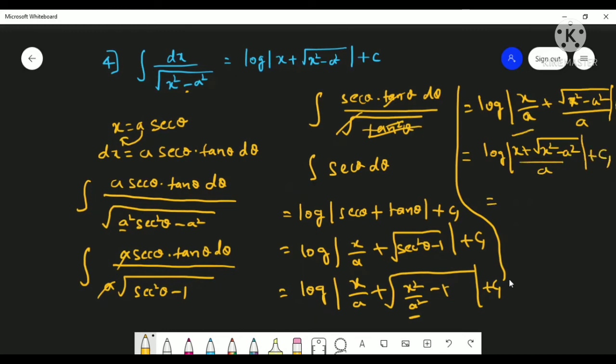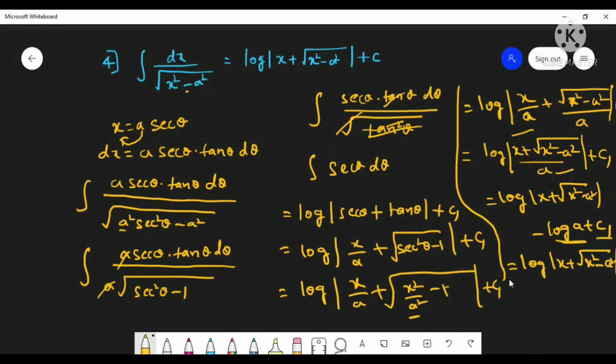Now do you know that this is log m by n, which is log m minus log n? That is log of x plus root x square minus a square minus log a, plus c1. Log a is nothing but a constant, c1 is also a constant. In the place of that, what do we write? Log of x plus root x square minus a square plus, in the place of that I will write c. This is the integration of dx by root x square minus a square, which is log of x plus root x square minus a square plus c. You got it? Now let me move on to the fifth one.